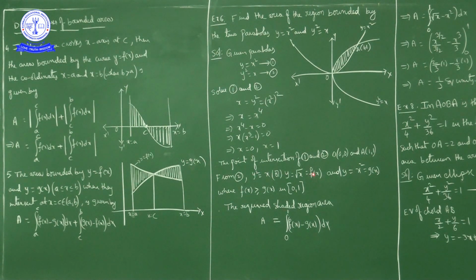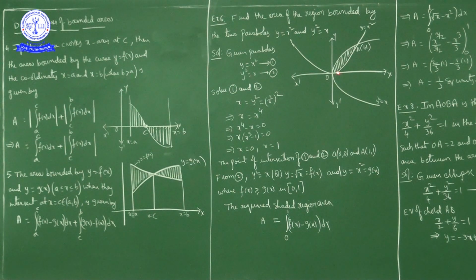I'll consider y is equal to root x as f of x, and y is equal to x square as g of x. So in between 0 to 1, y is equal to root x is the upper curve and y is equal to x square is the lower curve. In the closed interval 0 to 1, y is equal to x square.